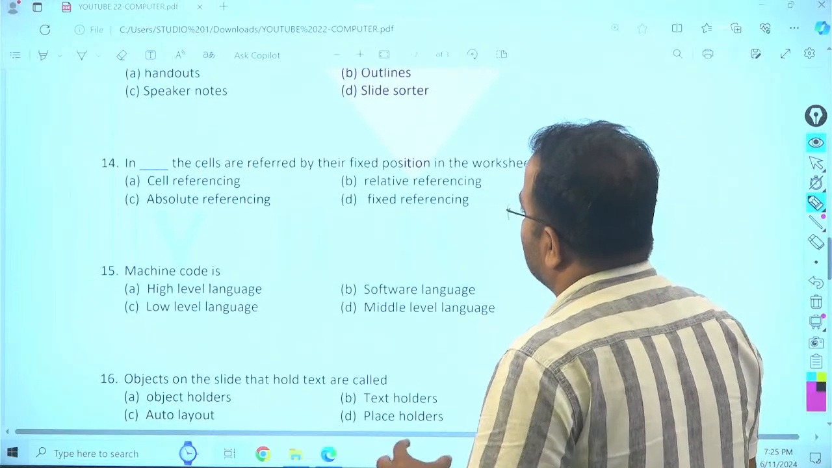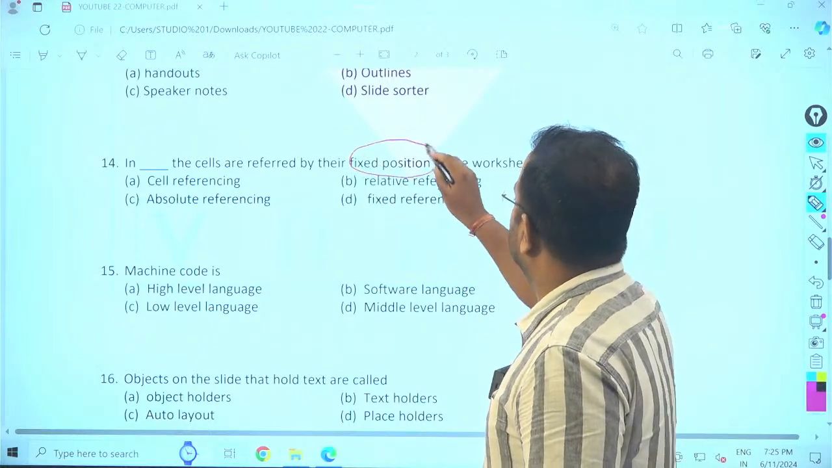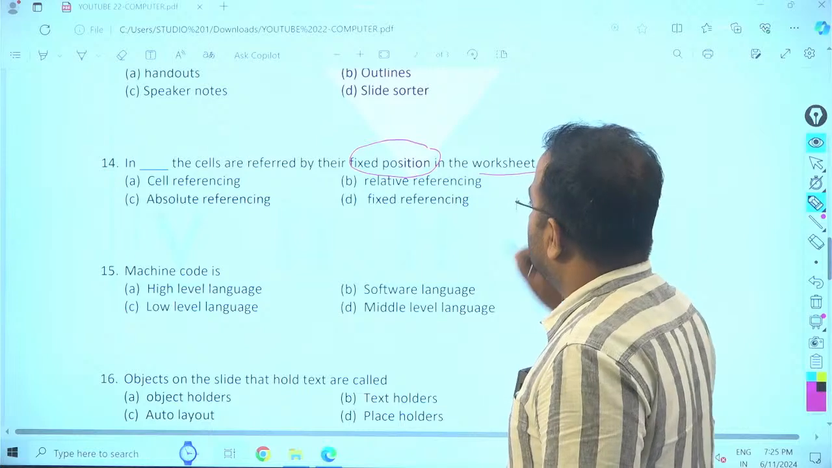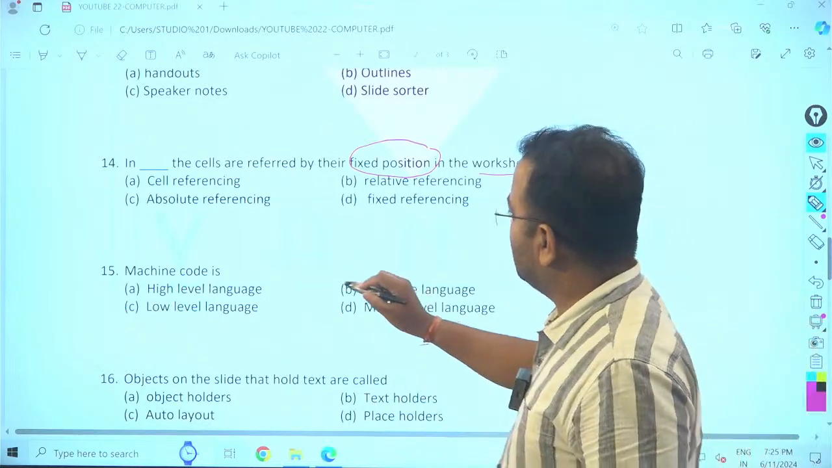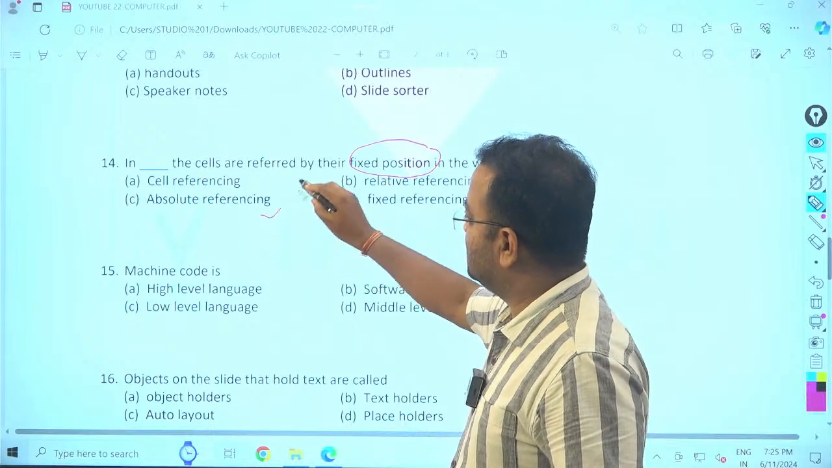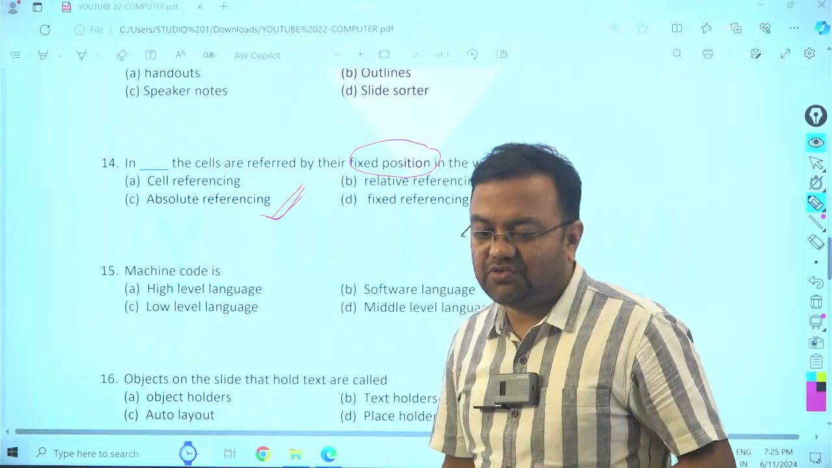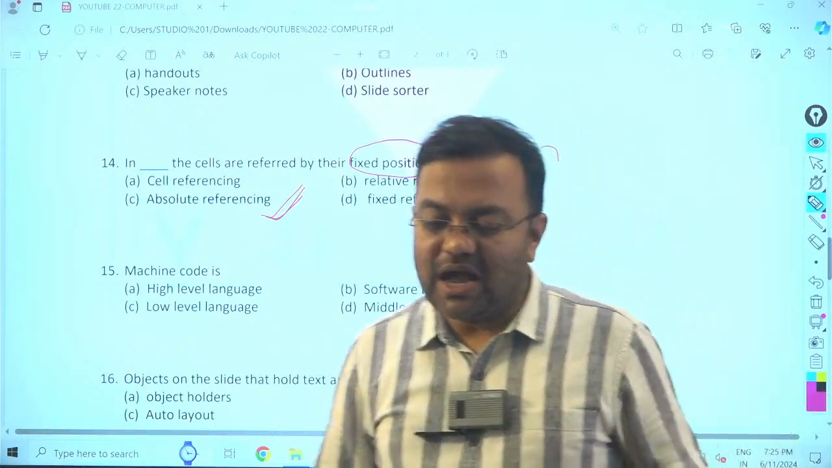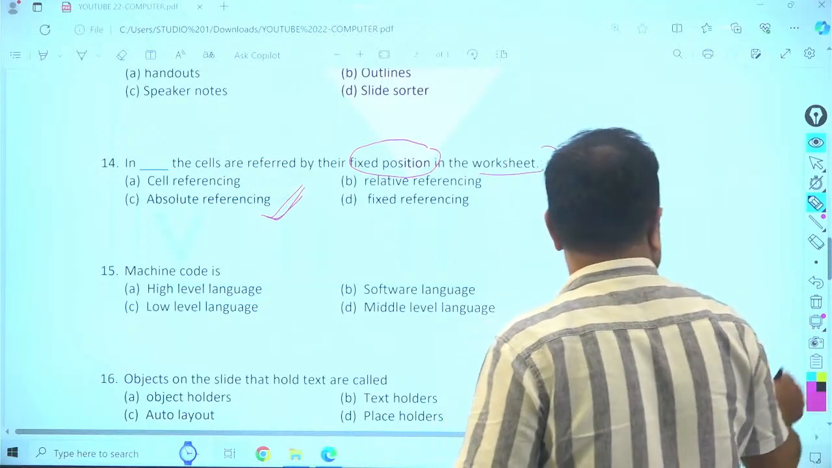The dash cells are referred by their fixed position in the worksheet. The fixed position is nothing but the absolute reference. So absolute referencing, this is the fixed one, we can say absolute referencing. So question number 14, answer is C.